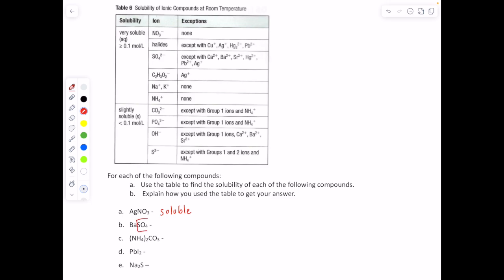Let's find out if barium sulfate is soluble. SO4 is very soluble unless it's with calcium, barium, strontium, mercury, lead, and silver. So since we have barium here, and it's one of the exceptions, then barium sulfate is insoluble.